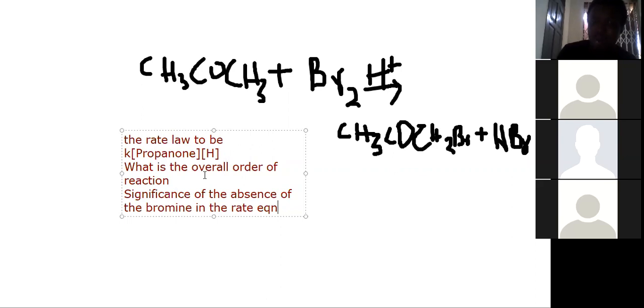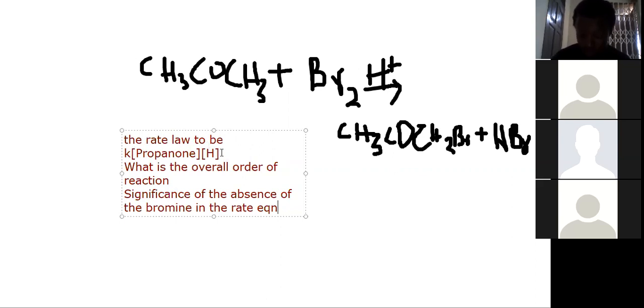Then the question asks what is the overall order of the reaction? Now looking at this, you realize that this one is just 1, and this one too is just 1. They are not raised to any powers; they are raised to the power 1 each. So the overall order of reaction will be 1 plus 1, which gives us 2.